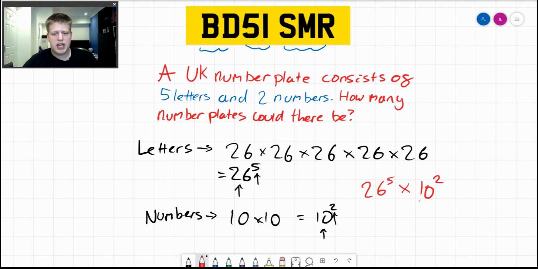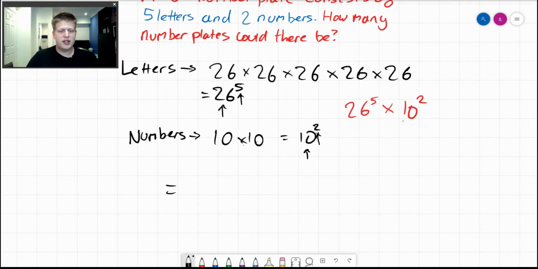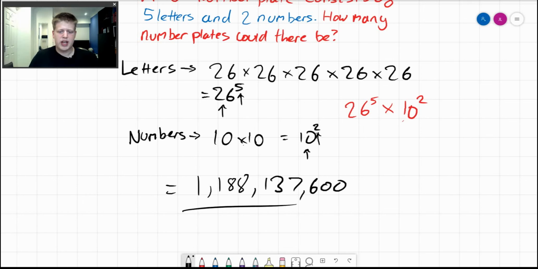And the answer to this is a little bit big. The answer to this will be 1,188,137,600. It's a huge number of number plates, which is why you never see 2 number plates doubled up in the UK. These are the questions for now. In the next video, we're going to look at some more strategic approaches to solving harder counting questions.